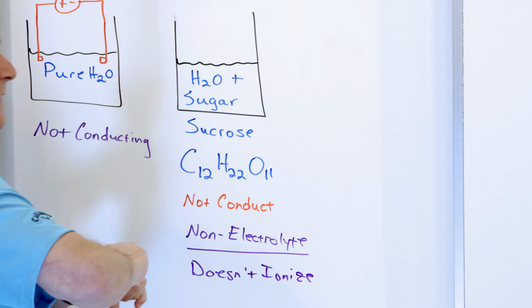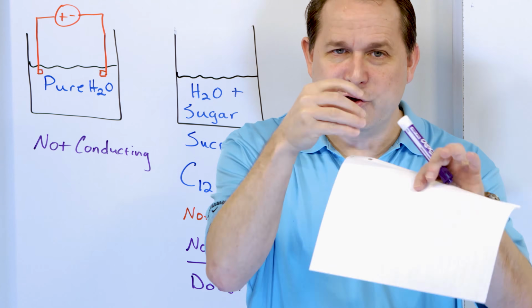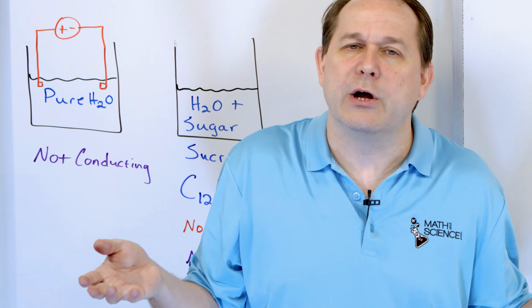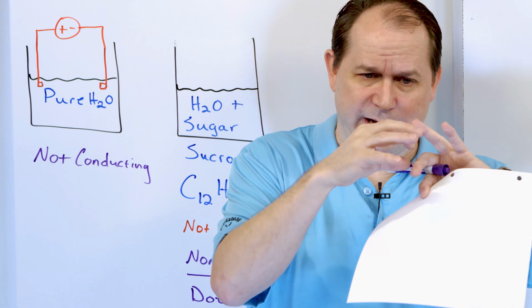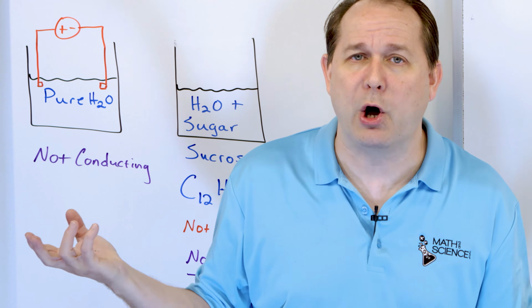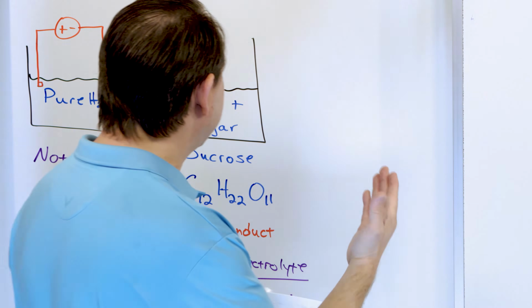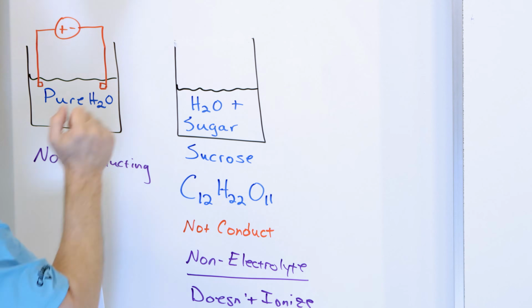Because it does break down in the sense that if you drop a sugar cube in water, the cube disintegrates, it breaks down. But all that's happening is the individual molecules are spreading out and separating from one another, but the molecules themselves are not splitting apart, they're not ionizing. And so because of that, this does not conduct electricity, right? Because you don't have any charges in here.